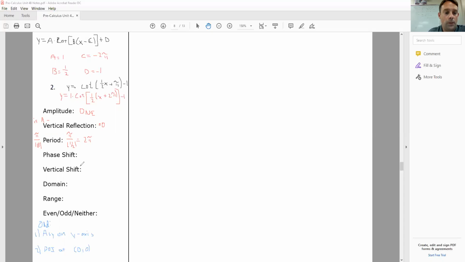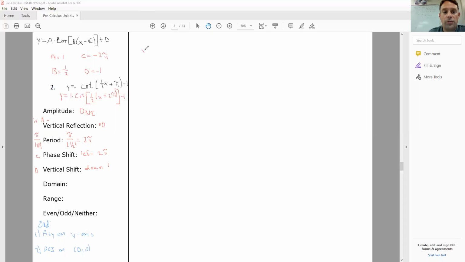Phase shift, that's my c value. My vertical shift is my d value. So I'm going to go left 2 pi. And my vertical shift, I'm going to go down 1.